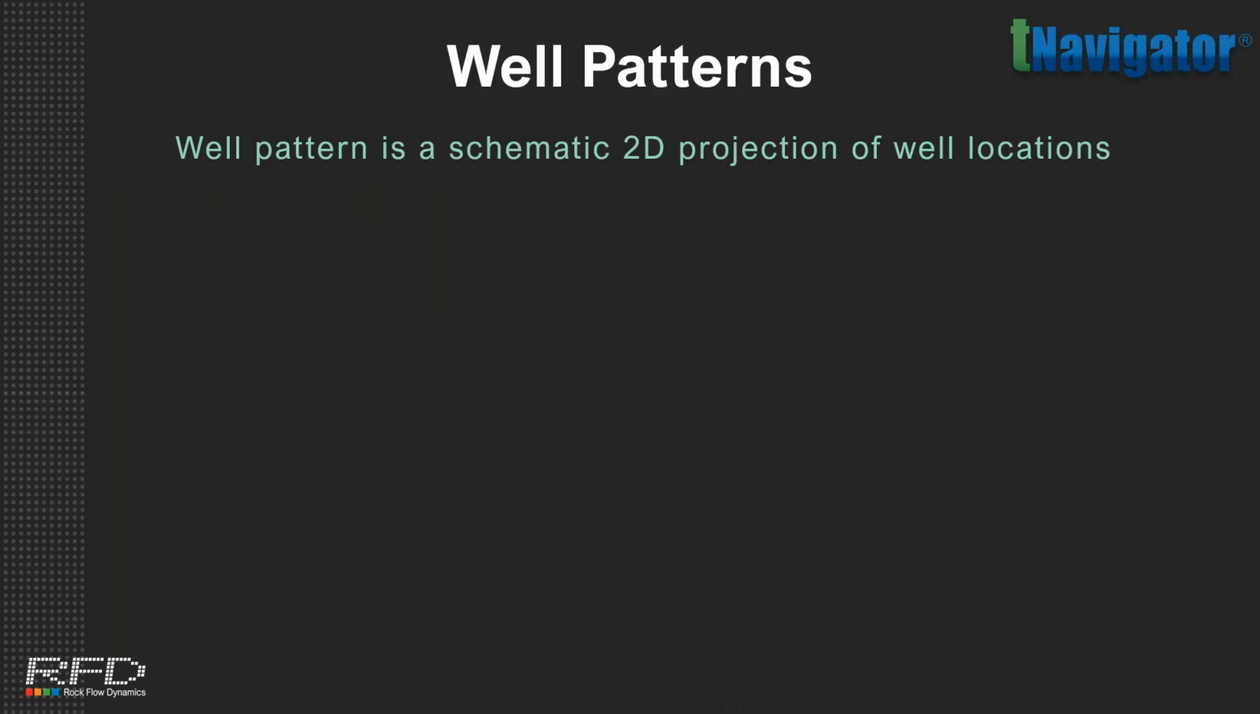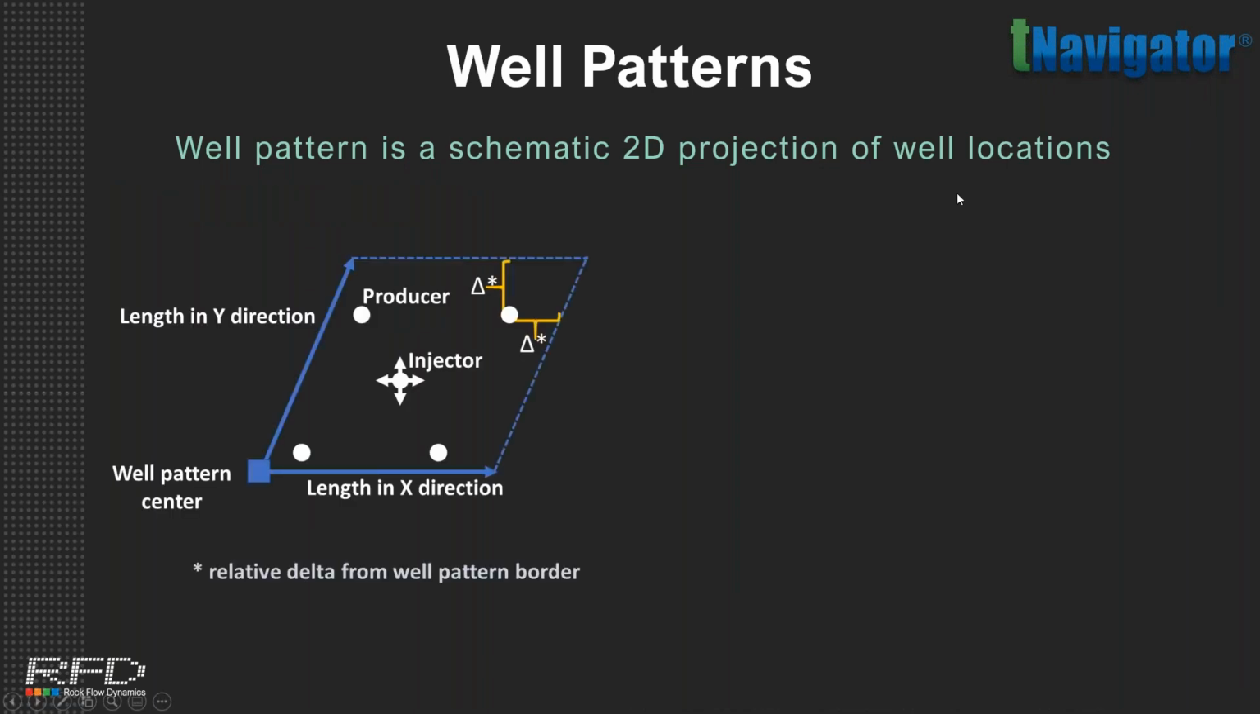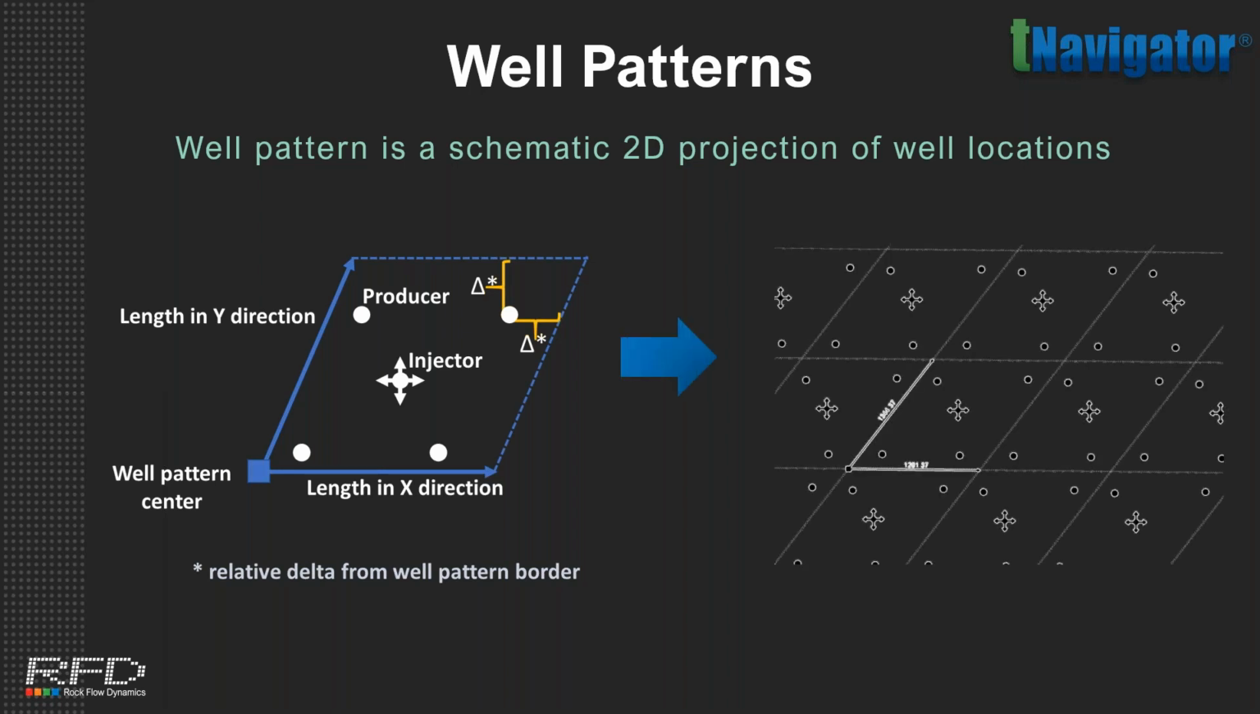So what are well patterns? A well pattern is a schematic 2D projection of well location. It is based on a vector which has 2 arrows, one in the X direction and the other in the Y direction. Then, wells are located in a relative position to the borders. Later on, this pattern is repeated along all the area of interest.